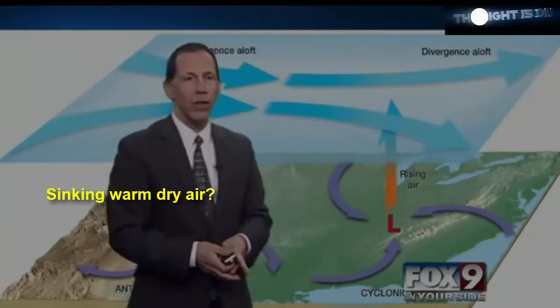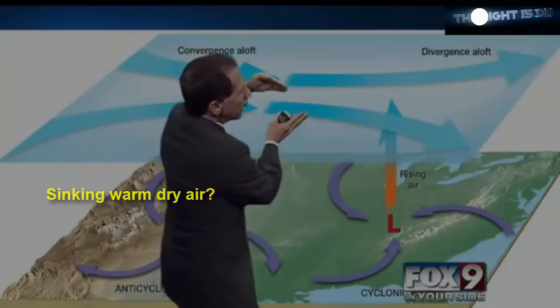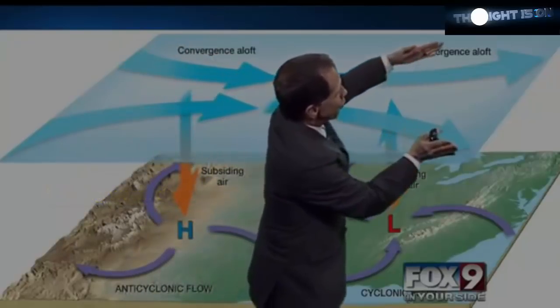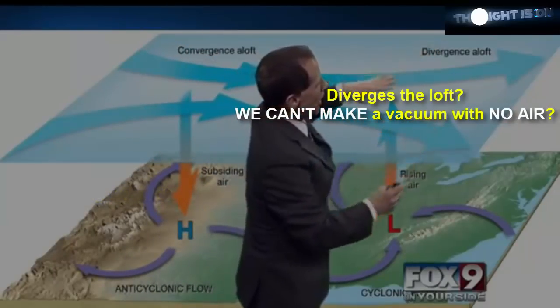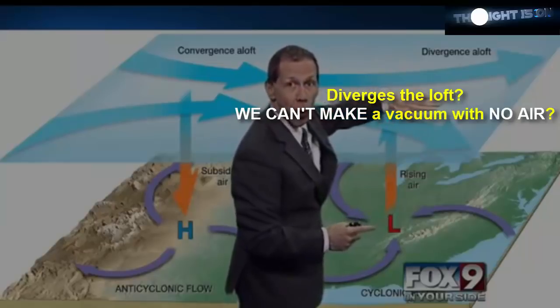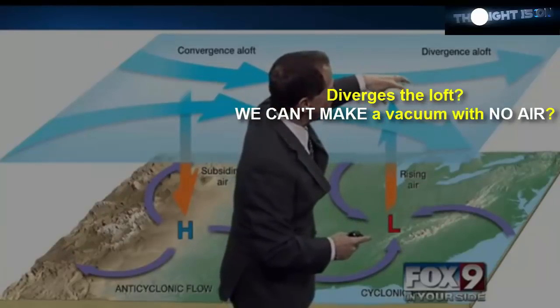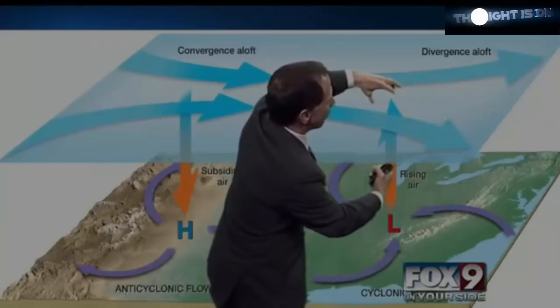We had that pretty much during the day today. As the jet stream's going along, it'll encounter an area where it diverges aloft, and so it separates the air here. And we can't have a void. We can't make a vacuum of no air, so something has to replace the air right here, and so air comes up from the ground.